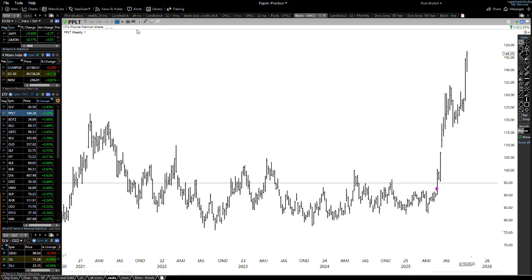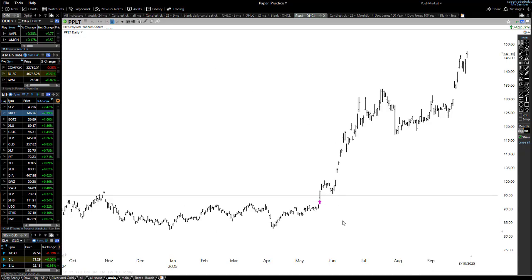I traded platinum. See the arrow there? That's when I got in on platinum. Why did I get in on this breakout bar here on platinum? Because I knew platinum was likely to make a big move. I'm out of platinum now because it was a trade, and I utilized options over that as well.